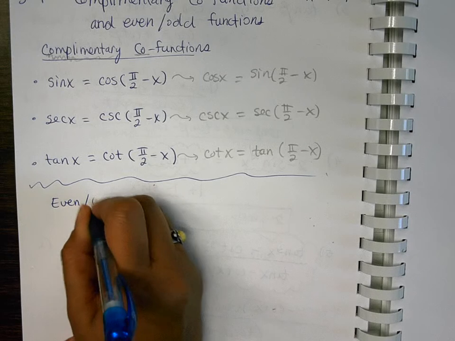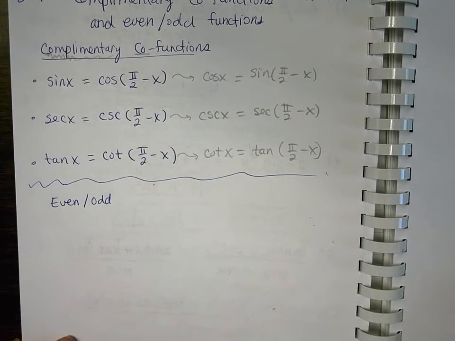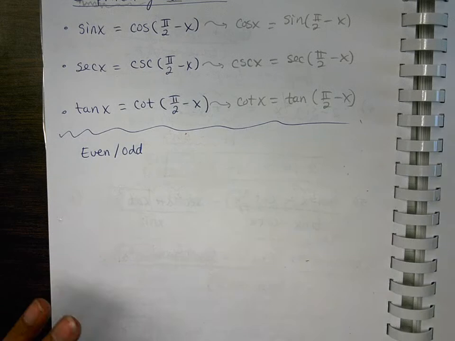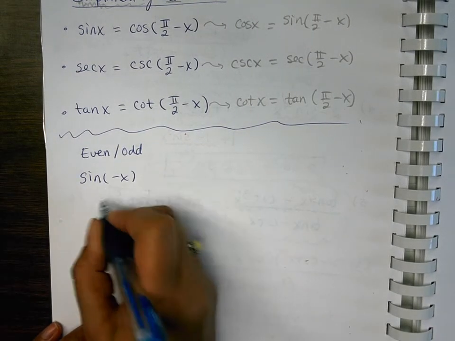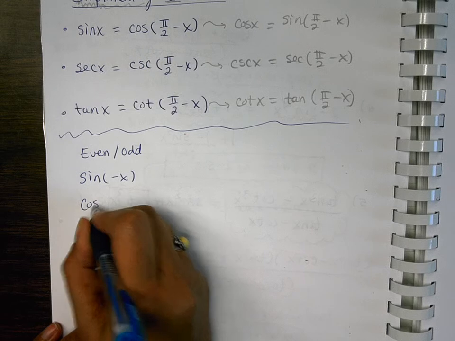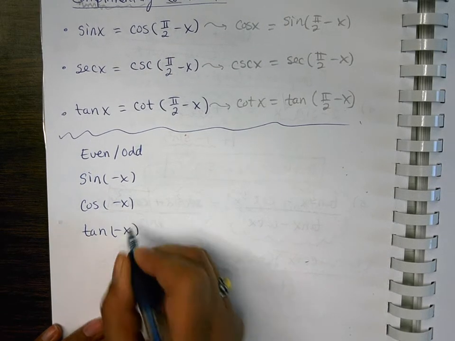We're going to learn more about even odd functions second semester, on what's even, what's odd, and I will talk more about it on Friday. For now, we're just going to write it down. Sine of negative x, cosine of negative x and tan of negative x.